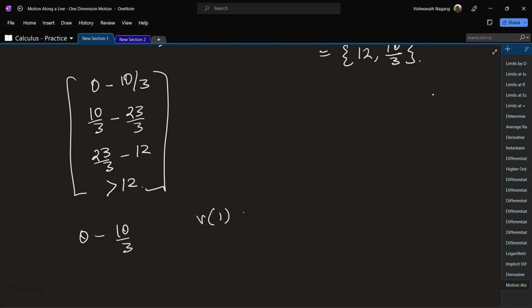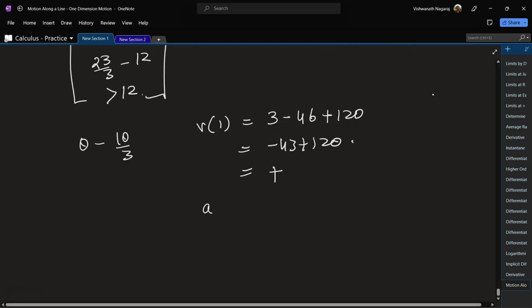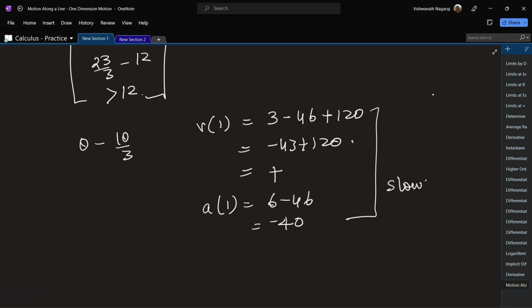Let's take V of 1. V of 1 will be 3t square, that is 3, minus 46t, that is minus 46, plus 120. This comes to minus 43 plus 120. You don't even actually have to do this calculation. You know it is going to be positive. We are only interested in the sign part. Acceleration at 1 will be what? That is 6 minus 46, which is minus 40. Opposite signs, so slowing down. And velocity is positive, so going to the right.